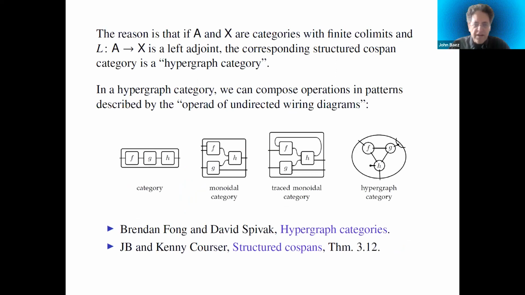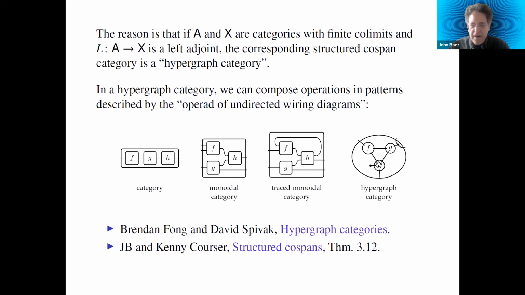A hypergraph category is a fancy kind of category where you can compose the morphisms or operations in patterns that look roughly like this. So categories are just the bottom rung of a totem pole of different more complex structures in which you can compose the morphisms in more and more complicated and interesting ways. And hypergraph categories are among those.